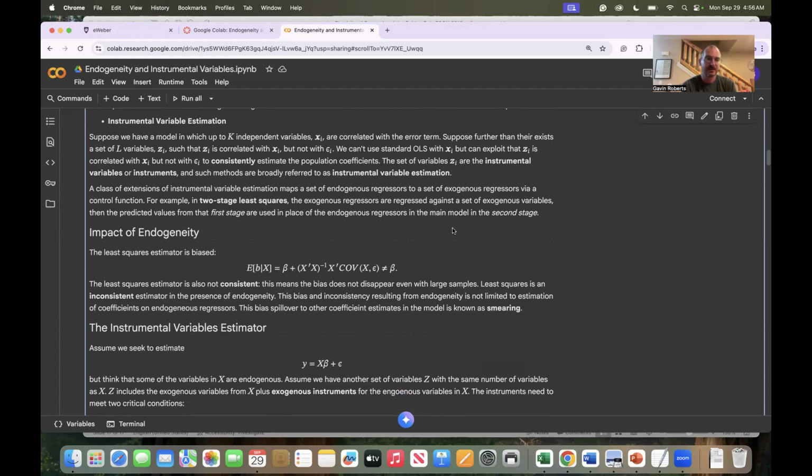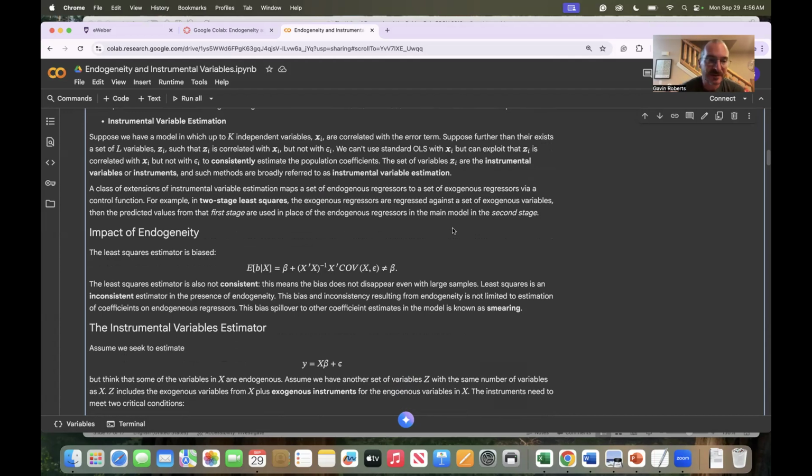So let's first suppose we have a model in which we have up to k independent variables. So k could be 5, 10, 1, whatever. So k is just our number of independent variables, and we'll call those xi. And those are going to be correlated with the error term. So we're going to assume that we have an endogeneity problem off the bat.